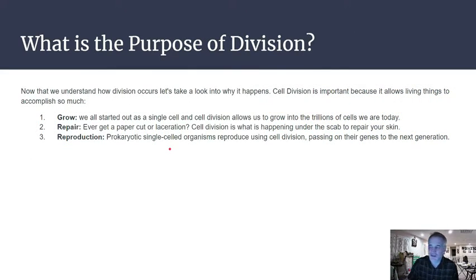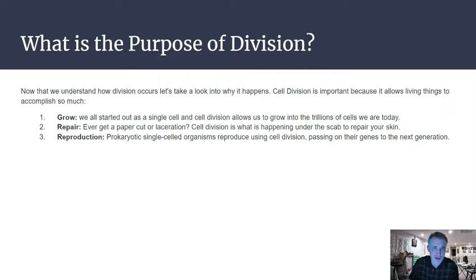So what's the purpose of cell division? What is the purpose of this? Now that we understand how division occurs, let's take a look at why it happens. Cell division is important because it allows living things to accomplish several things. And we kind of talked about this again in the previous lesson.